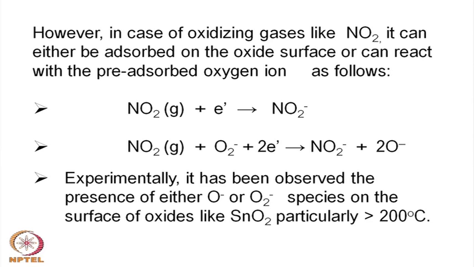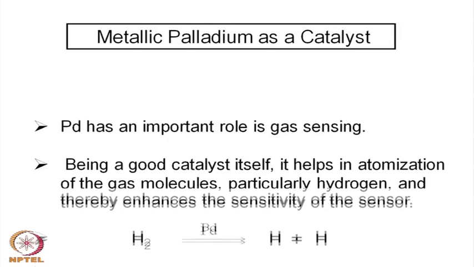Incidentally, the oxidizing gas is less sensitive, whereas the reducing gas is much more sensitive. It can consume the adsorbed oxygen species and inject electrons. So, the reduction of resistance or enhancement in conductivity is much more significant when you have a reducing gas, whereas when you have an oxidizing gas like this, the changes of conductivity are relatively small.